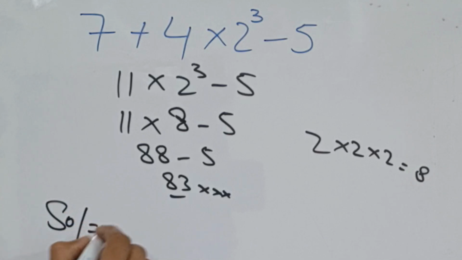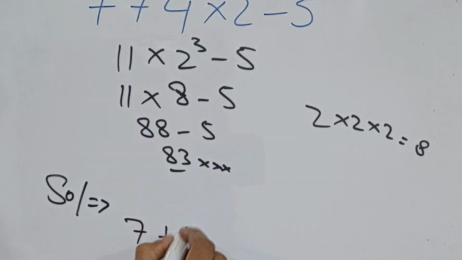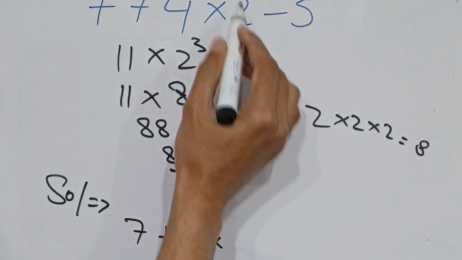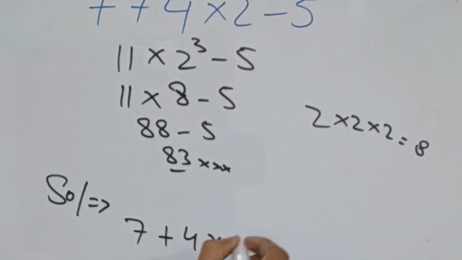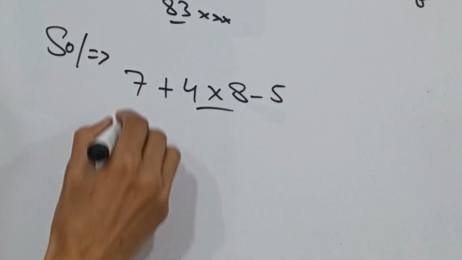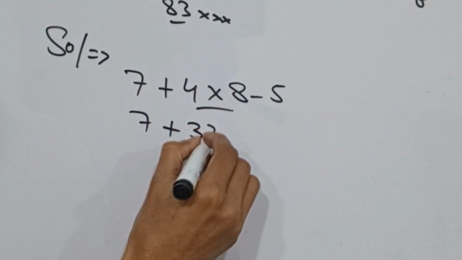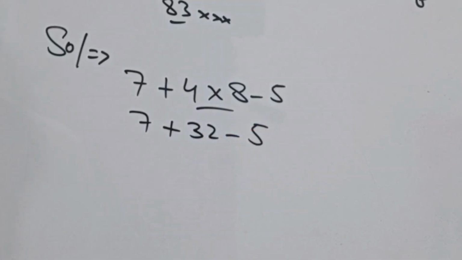Solve again. 7 plus 4 times 2 cubed. 2 times 2 times 2 equals 8 minus 5. Now multiply first, right? So 7 plus 4 times 8 equals 32 minus 5.